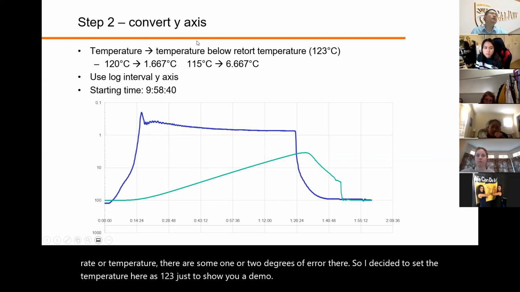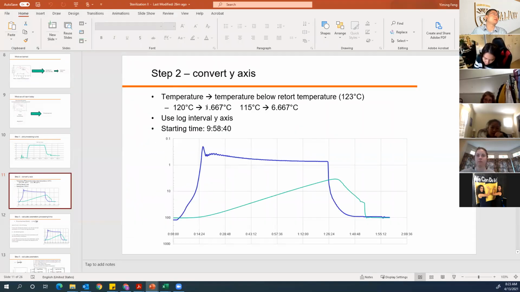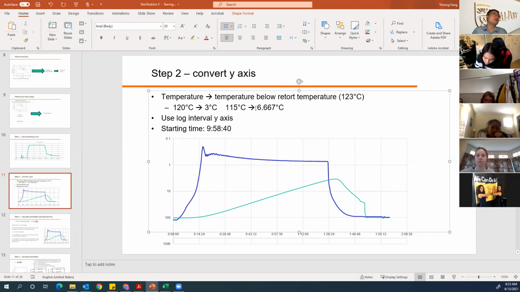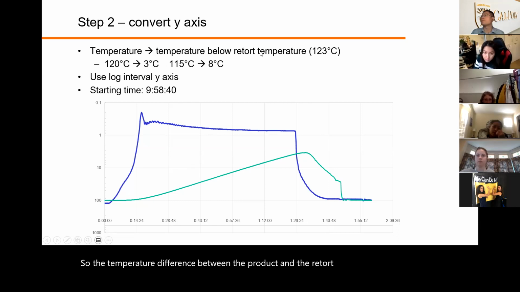So if we do the temperature conversion, okay, I think this has to be corrected. If we have 120 degrees C, the value has to become 3 degrees C, because we are trying to show the temperature difference between the product and the retort temperature, right?